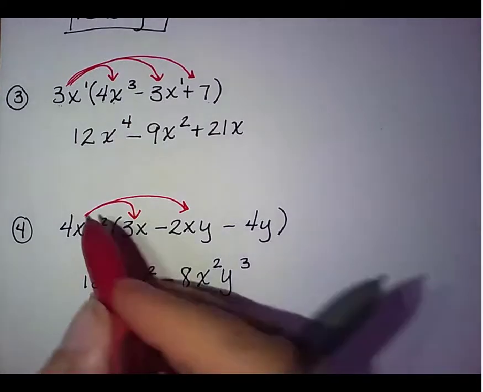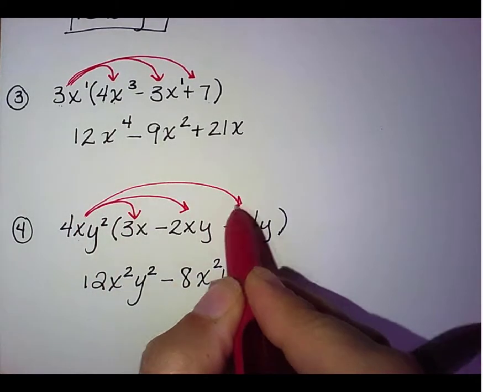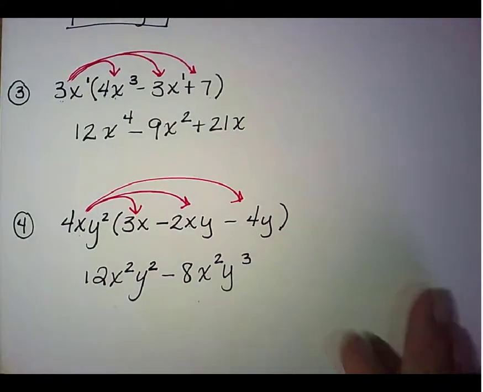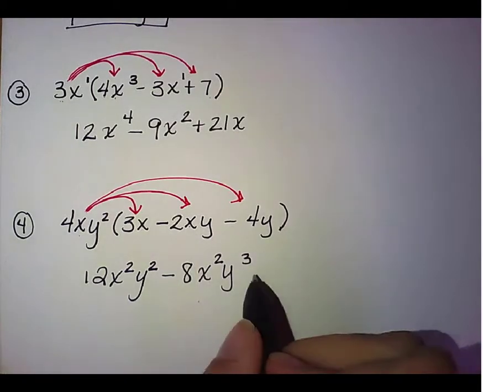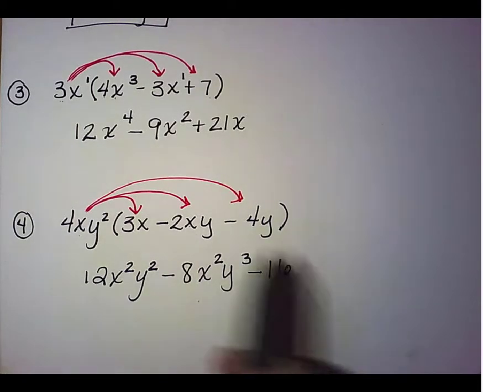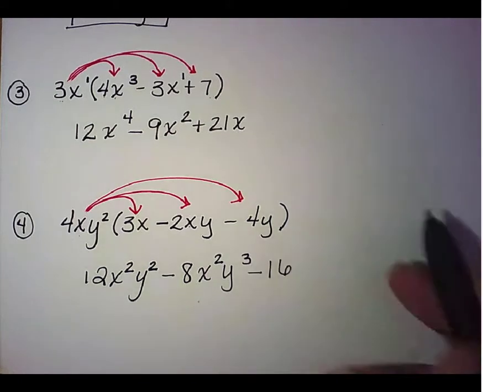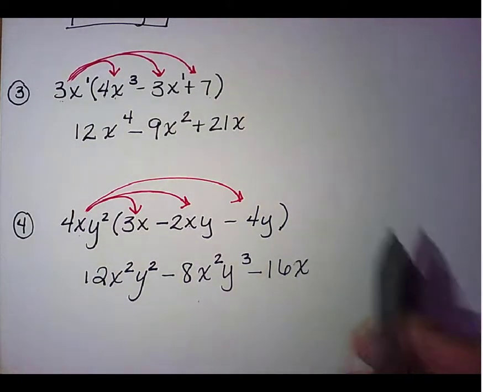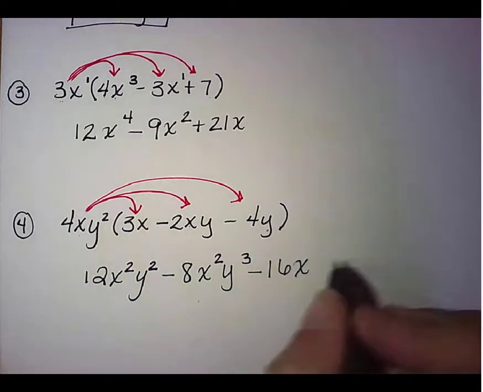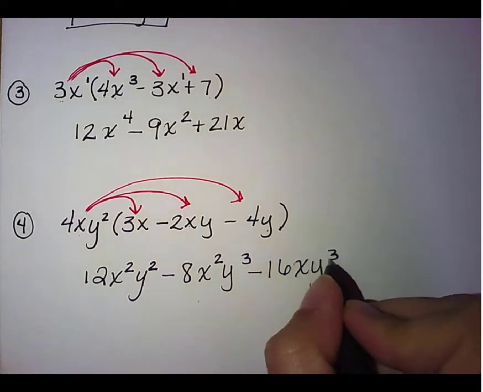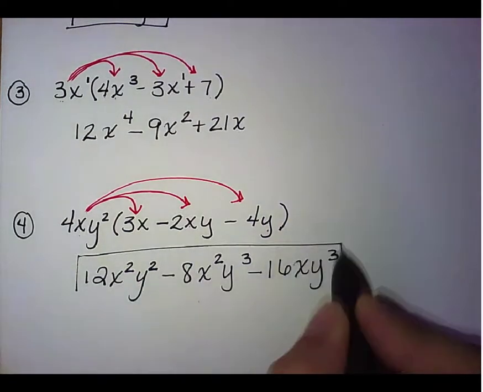And then for the last one here, we've got 4 times negative 4. That would give us negative 16. And then we don't have an x to multiply by in the 4y, so we're just going to bring the x over. And then y squared times y would give us y cubed. And this would be our answer for number 4.